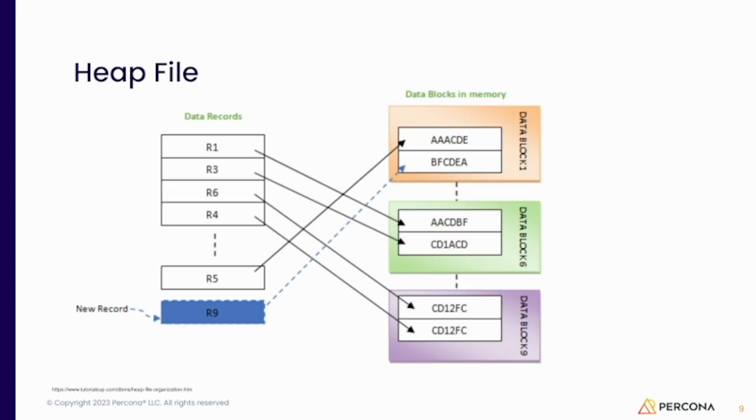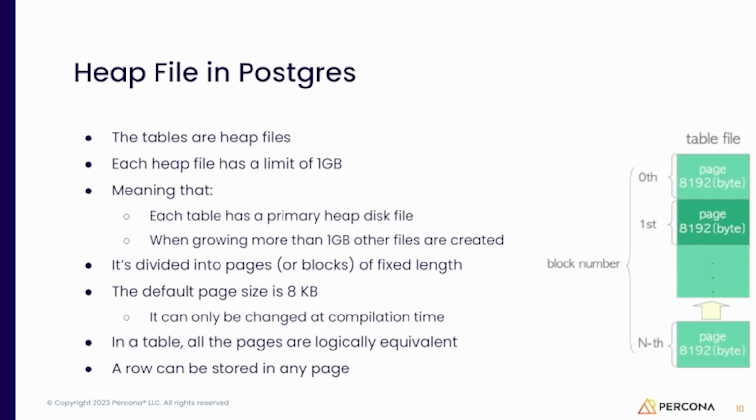So yeah, we have the heap files. The blocks here are 8 kilobytes. As I mentioned, it can only be changed at compilation time. There's no parameter on Postgres to change the block size. And be careful when you change the block size, because your database is going to be incompatible with the default configuration. It means you cannot use streaming replication, for example.